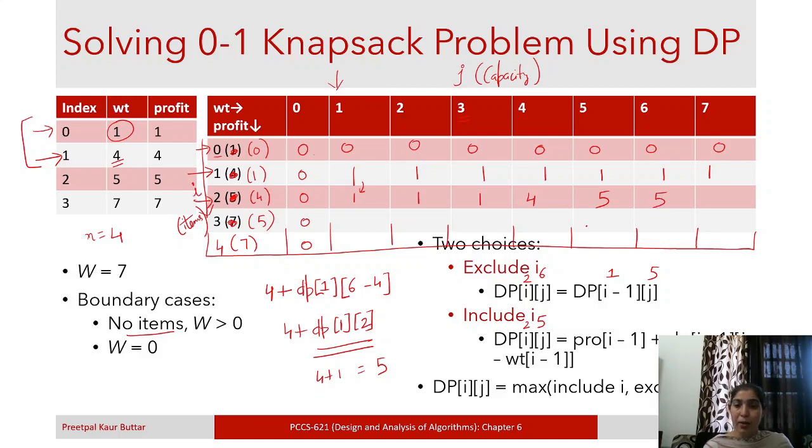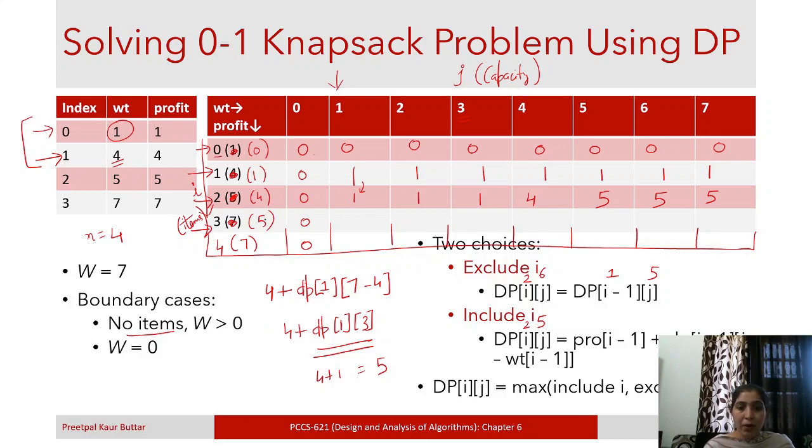Okay, now let's move to 7. Excluding this item, the profit earned is 1, and by including this item, the profit which you can earn is again 1. Okay, so it will be 5 here, right? Okay, so let's move to the next row. Here it means that now you have 3 items. The item with weight 1, the item with weight 4, and the item with weight 5.